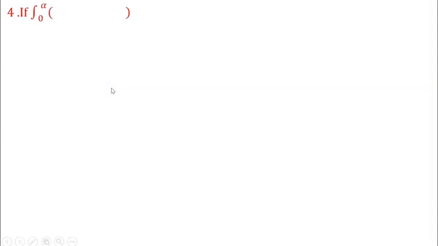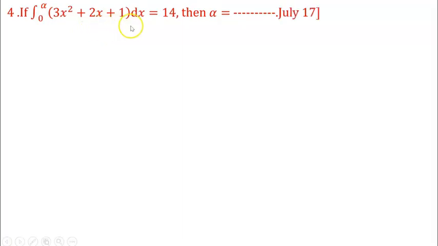Now next, if the integral from 0 to alpha of 3x square plus 2x plus 1 dx is equal to 14, then alpha is equal to. This question was asked in the July 17 examination. First option A is 1, B is 2, C is minus 1, D is minus 2.